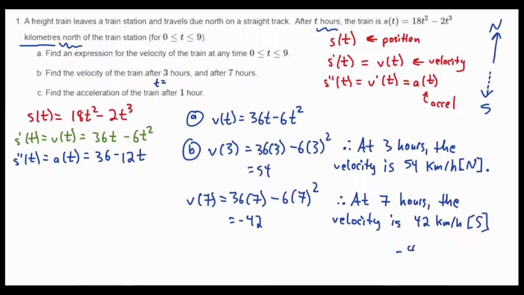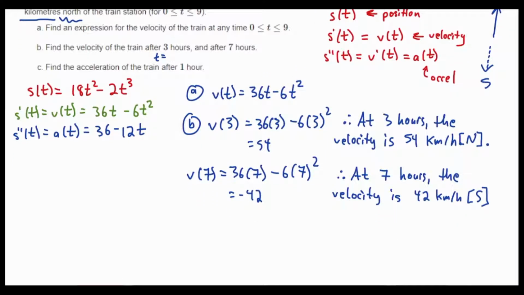If you told me it was negative 42 south, that means it's going the opposite of what I see here. So it would be going negative south, which would be north. But it's actually going negative north, so to speak, which is south. So don't say negative 42 south, just say 42 kilometers per hour south. So it's heading back to the station.